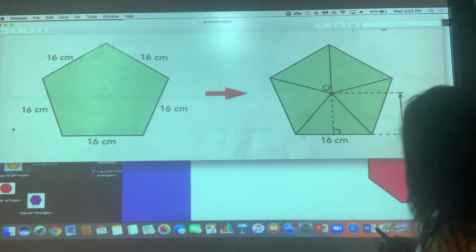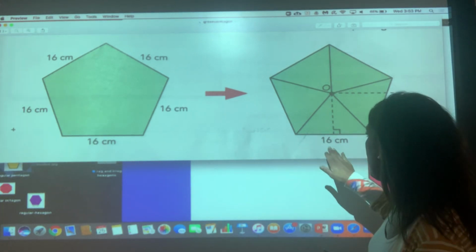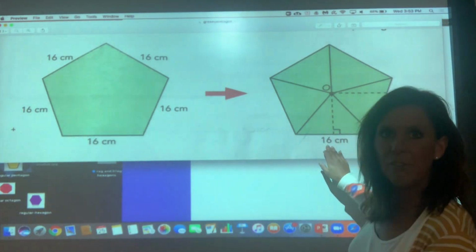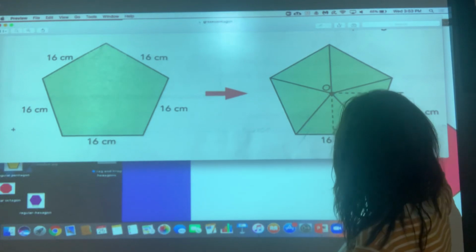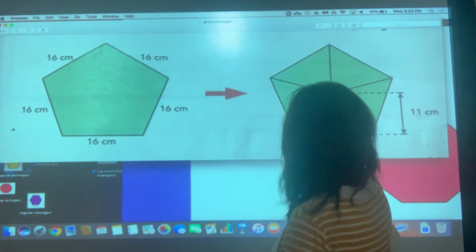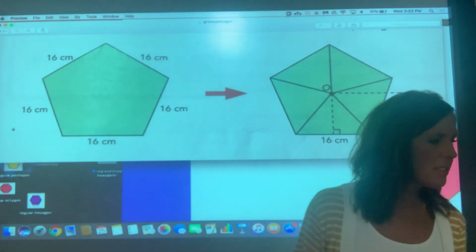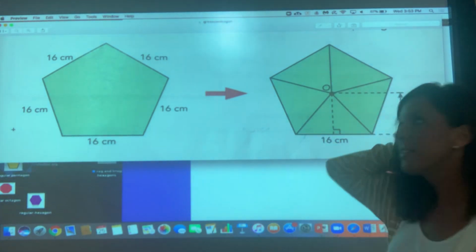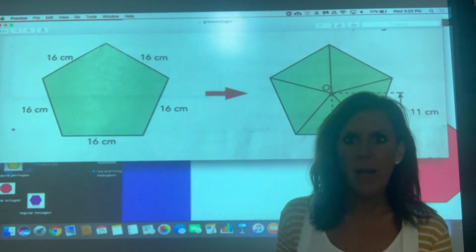Okay, hopefully you thought that the fastest thing to do would probably be to take half of 16, which is 8, and multiply that times 11, okay? Which would tell us that that one little triangle right there has an area of 88 centimeters squared, okay?